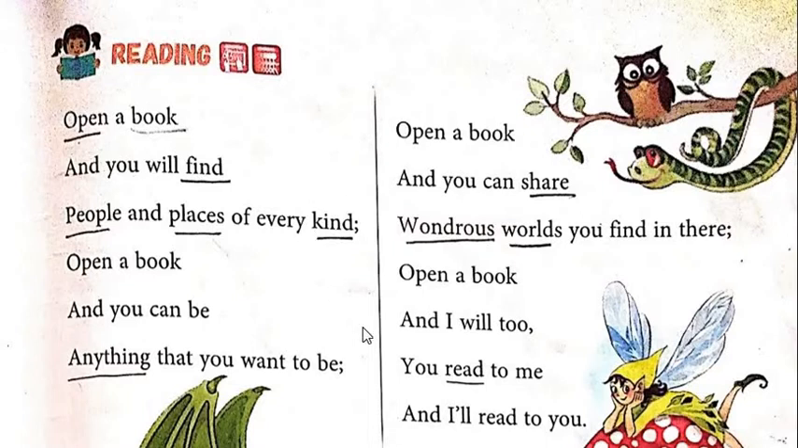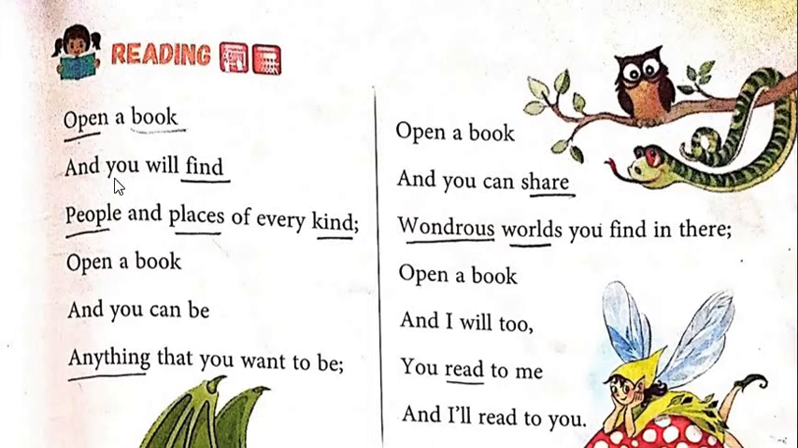Yes, now you all have read this lesson, okay, this poem. You all know, I have made you understand it also. See, now one thing I want to tell you. See here, open a book. See, one time it is there. Open a book, this is 2 times. Open a book, this is 3 times. And open a book, this is 4 times. So how many times there are open a book in this poem? 1, 2, 3 and 4. There are 4 times open a book, okay.